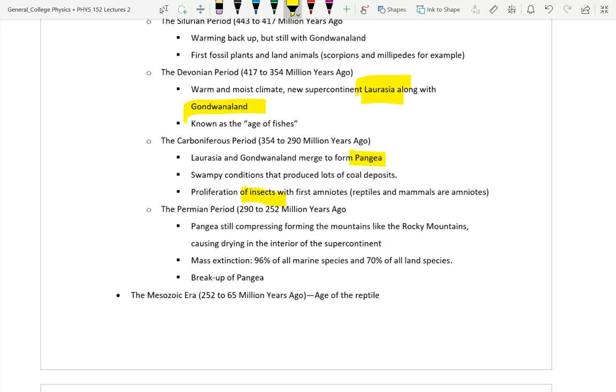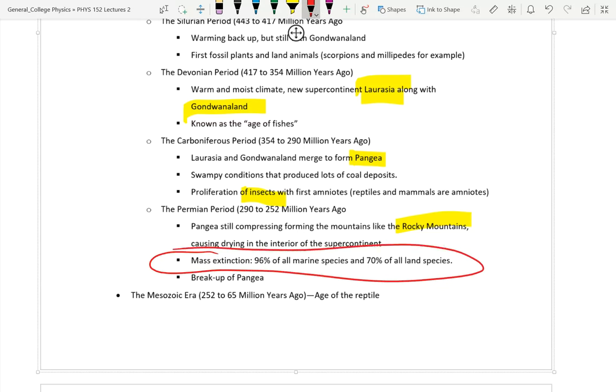Then the Permian period, where you still have Pangaea, but it's compressing, and you're starting to build mountains, like the Rocky Mountains were built during the Permian period. And this is huge. 96% of all marine species died at the end of the Permian period. And 70% of all land species. That's a major extinction. That's the biggest extinction event in recorded, that is fossil record recorded, history.